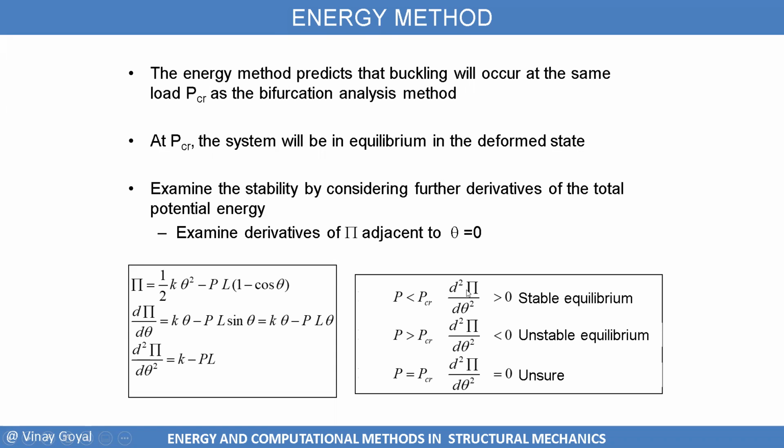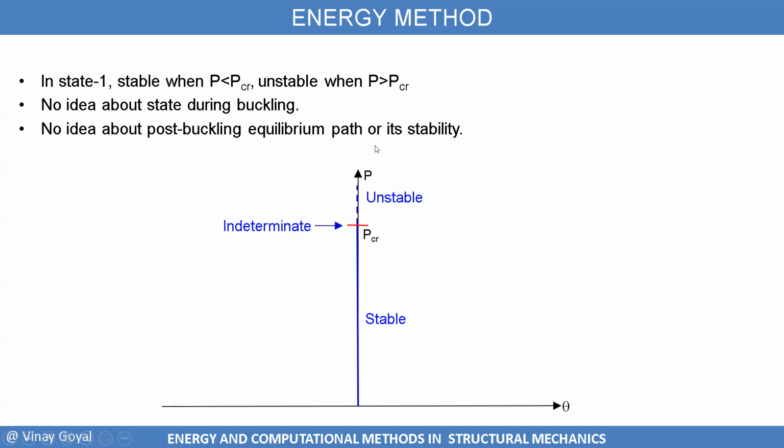And when I look at the second derivative of Pi with respect to theta, that's k minus PL. Well, when P is less than P critical, obviously this will be greater than 0. So that's a stable equilibrium. When P is greater than P critical, this is less than 0, which is unstable equilibrium. And when P equals P critical, I get this equal to 0, so I'm on the borderline. So three outcomes from these analyses were found.